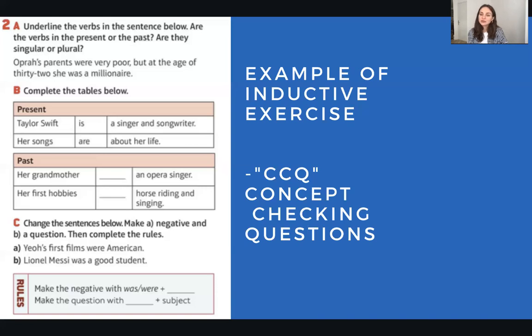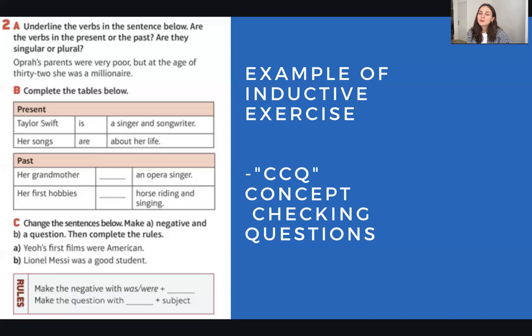You don't need to make up new sentences. Okay, and concept checking questions. Let's talk about concept checking questions, CCQ, and what it is.